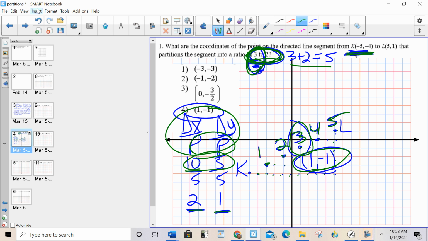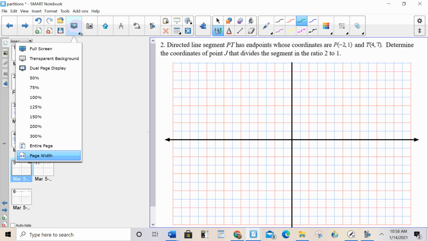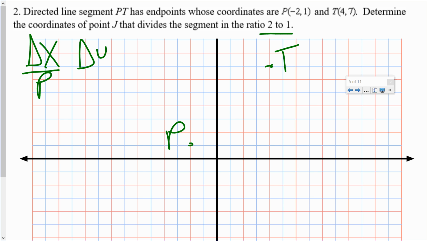Okay, let's try another example. Number 2. Directed line segment PT has endpoints P (-2, 1) and T (4, 7). It wants me to divide it in a ratio of 2 to 1. So whenever you see that it wants to take a line segment and cut it into a ratio or partition it, that's when we start with delta x over P and delta y over P.